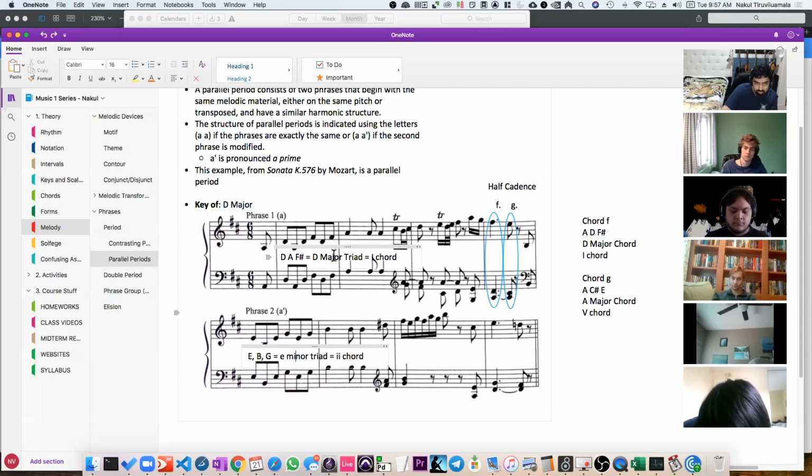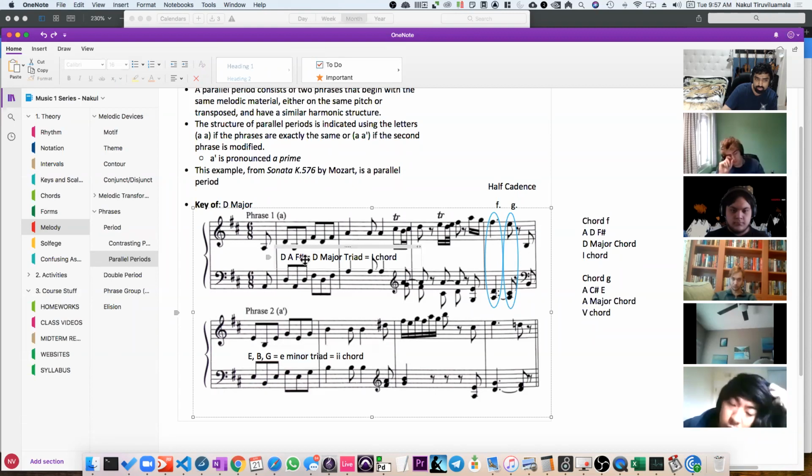Because this is sequenced, I'm getting a D major quality here, and I'm getting an E minor quality here, despite the fact that these two have the same melodic contour. I'm getting a different chord quality for both of these chords, and both of these chords have the same exact melodic contour, okay?